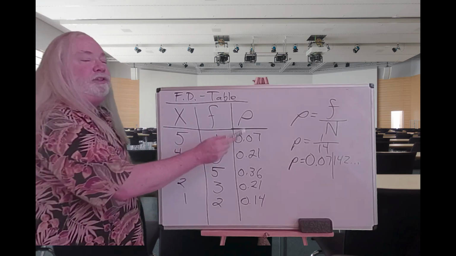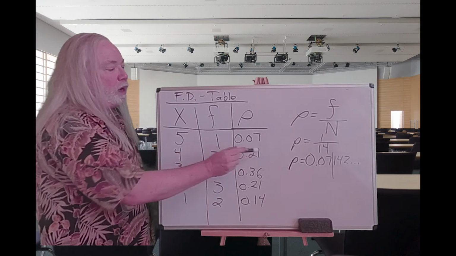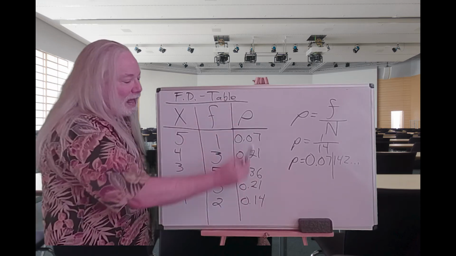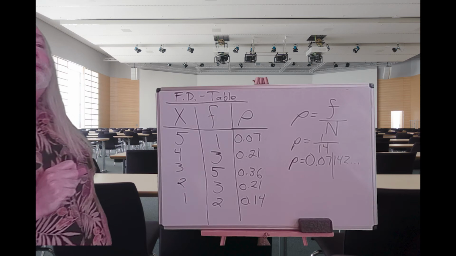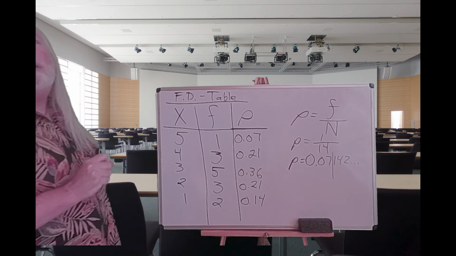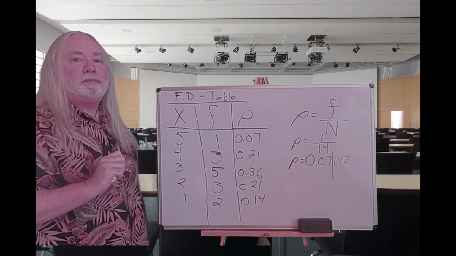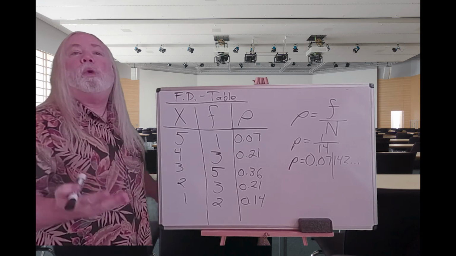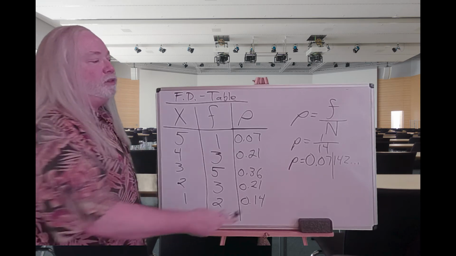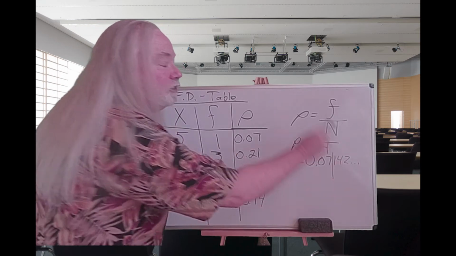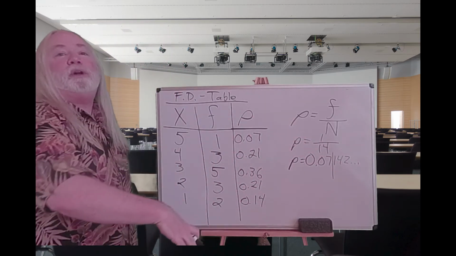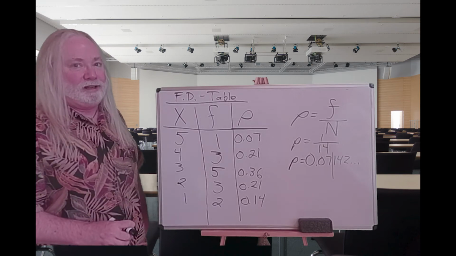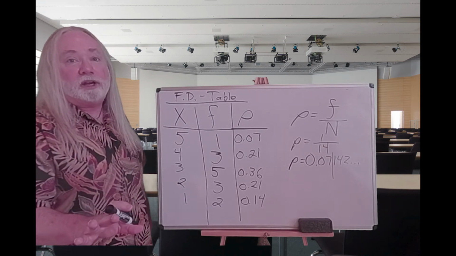So add 0.07 plus 0.21 plus 0.36, 0.21, 0.14, add up this column, and if we've done everything correctly, it should turn out to be 1. Except it doesn't turn out to be 1 in this case. Why not? Because of all this rounding we had to do. We had to take some of the value and throw it away, so we're a little bit short. So it actually comes out to 0.99, which means we've done it correctly.